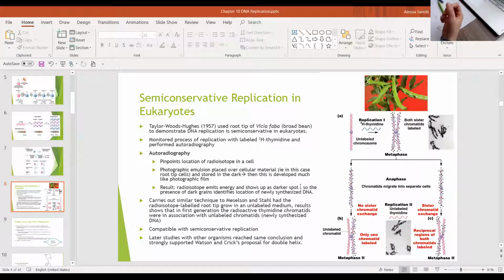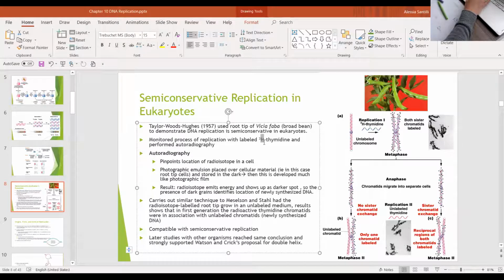They used a very similar kind of experiment, except that this time the DNA was tagged and detected through autoradiography. They grew the DNA so that it was labeled with 3H thymidine, which was a radioisotope. With this radioisotope, they could detect it from all the other normal non-tagged DNA. So in the experiment, they grew the root tips in the presence of the radioisotope.